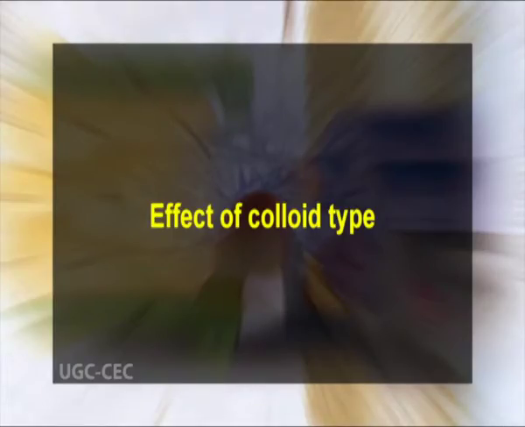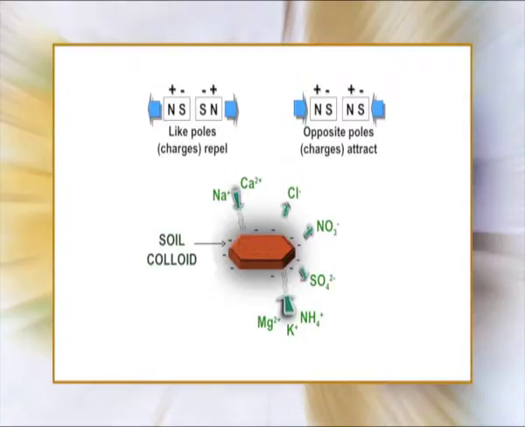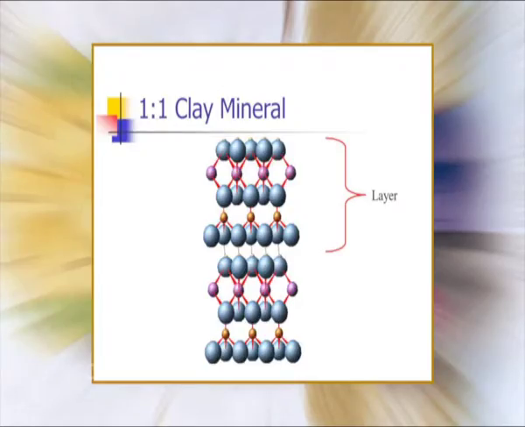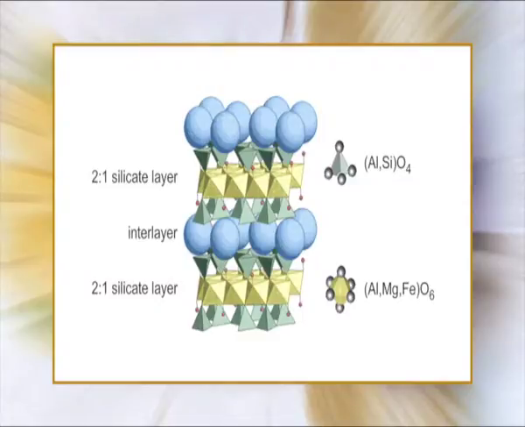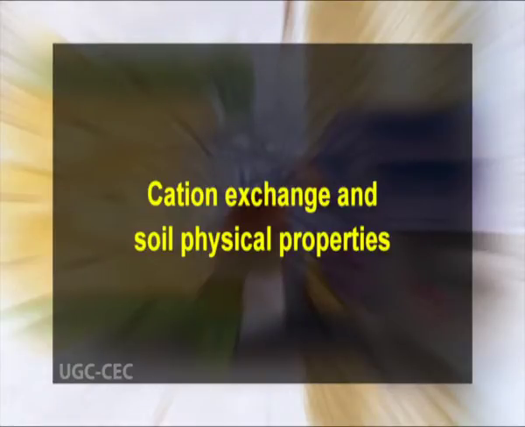Effect of colloid type. The influence of the nature of the colloid on the availability of ions to plants has been carefully considered by Mehlich and his co-workers. In general, it has been observed that calcium availability is higher in soils containing clay minerals of the 1:1 type than in soils containing the 2:1 type, because the latter structure has high charge density per unit of colloid surface, as a result of which it holds calcium more strongly than does the 1:1 type of colloids because of their low charge density. Cation exchange and soil physical properties.